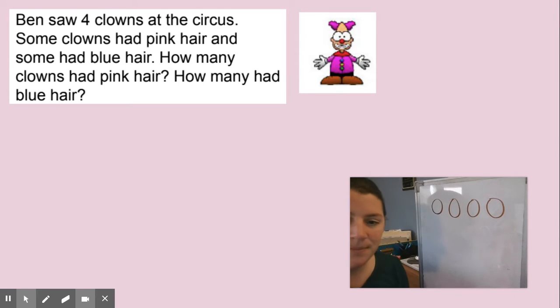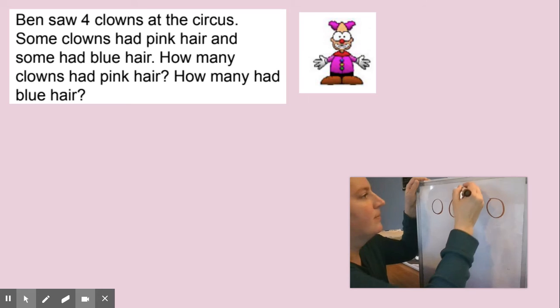Some of them had what? Some had pink hair, and the others had blue hair. You're right. Are you following along? You could be drawing it, or you could be showing it on your cubes. So now our job is to figure out how many clowns had pink hair and how many clowns had blue hair. I'm thinking today, to represent this in my drawing, I'm going to use a line, because I'm really taking these clowns and breaking them into 2 groups. The group with pink hair and the group with blue hair.